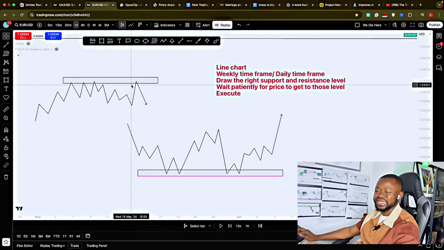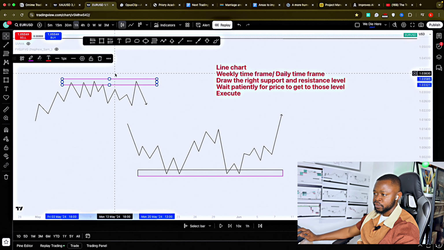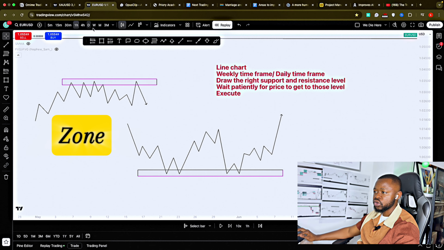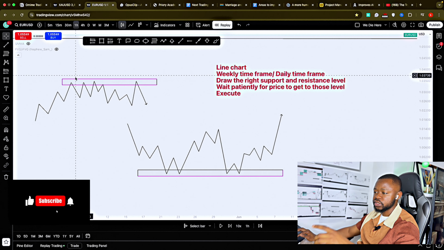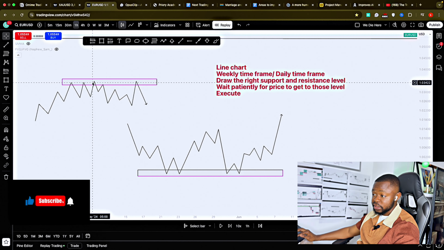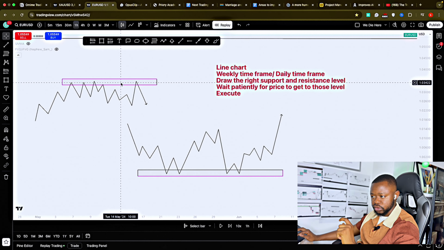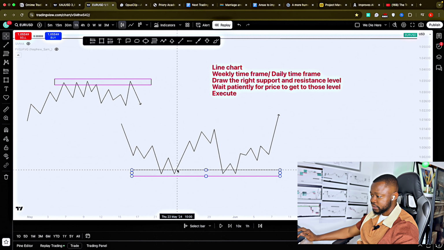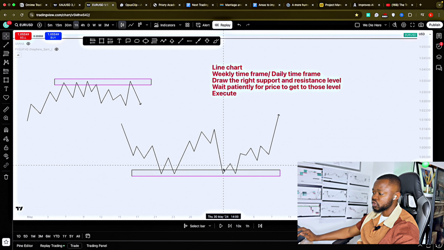Just use a box because it is not a price point, it is a zone. So you need to use your box to draw the zones properly. And when you draw the zones, make sure you use the line chart so that when you turn back to the candlesticks, the wicks can be above the zones, but the body close is on the zone. So you can see it around this level. So what you need to do is just wait patiently for price to come to those levels, make reactions in those levels, and you execute.